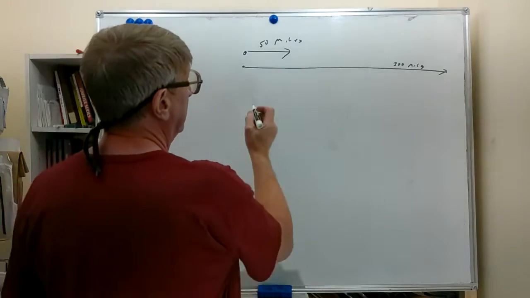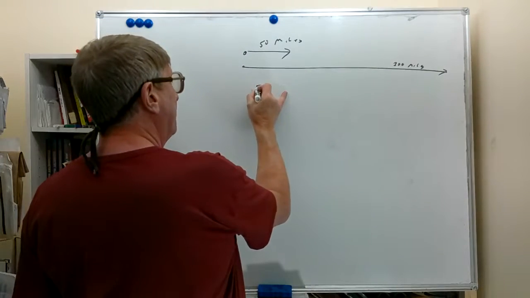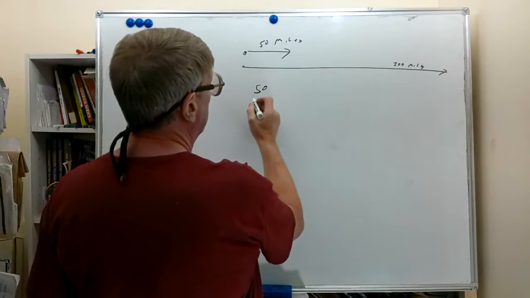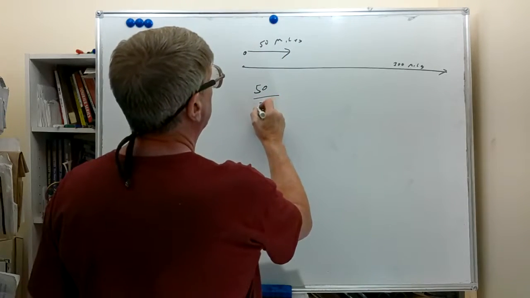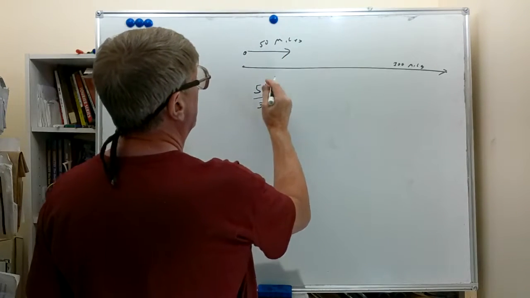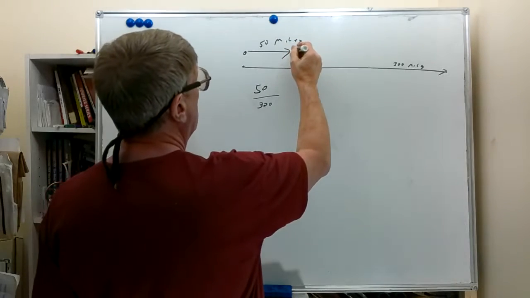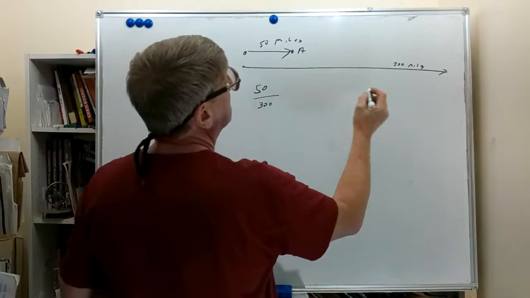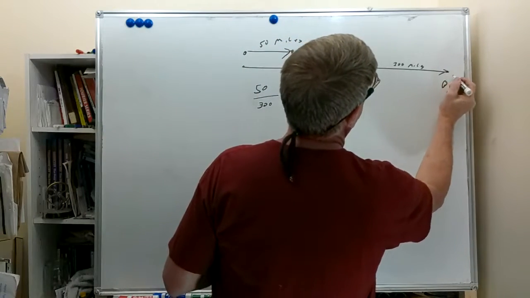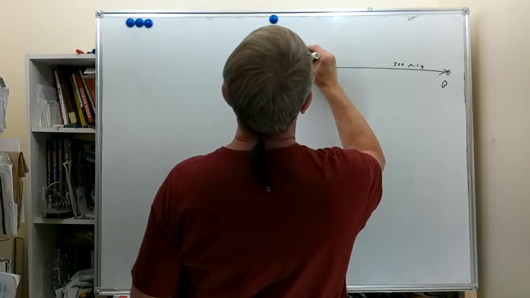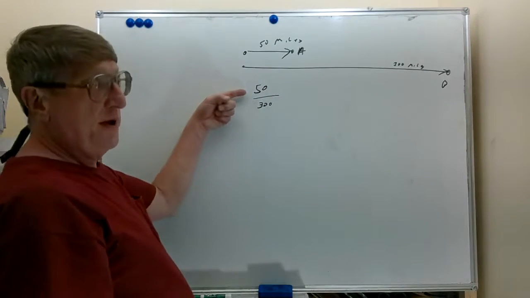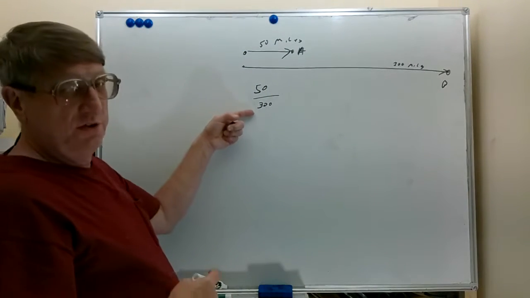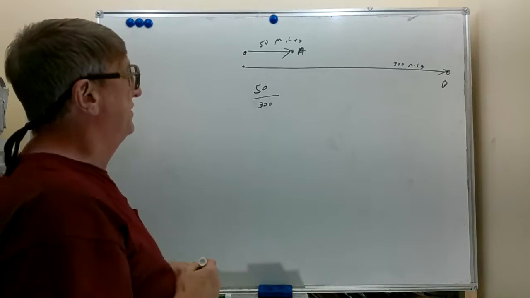Now we could say that from 50 miles you travel here, 50 to 300 is the ratio. 50 miles to city A, we'll call it city A, and 300 miles to city B. So the ratio of the distance to city A to the distance to city B is 50 to 300.